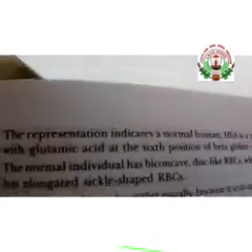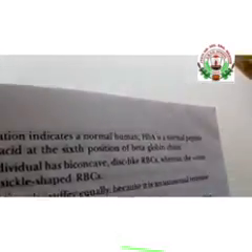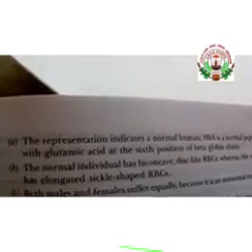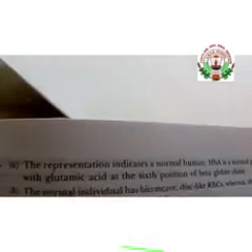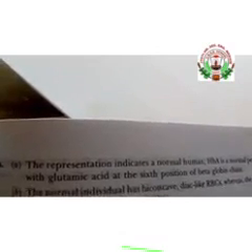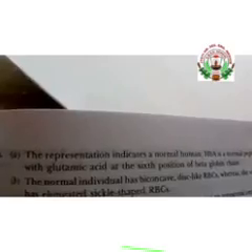The representation indicates a normal human. HbA is the normal peptide with glutamic acid at the 6th position of beta globin. If glutamic acid is there, that shows a normal person. In sickle cell anemia, instead of glutamic acid, valine comes. Here the polypeptide chain is showing glutamic acid, so it is a normal person's polypeptide chain. So it's a normal human being.